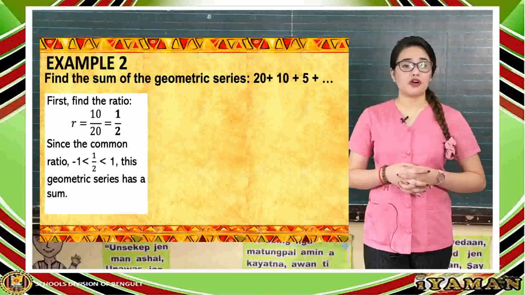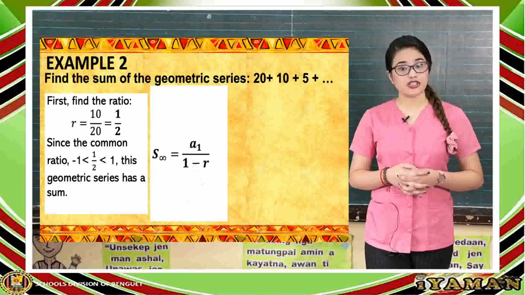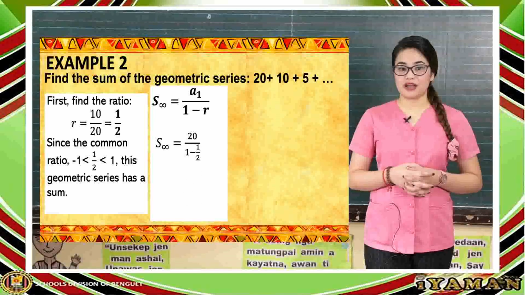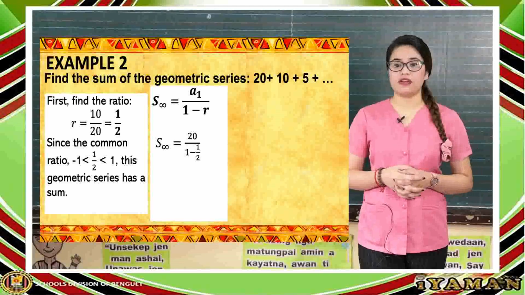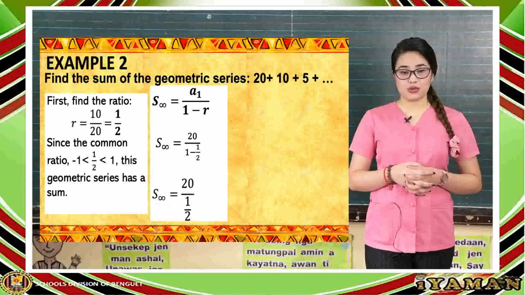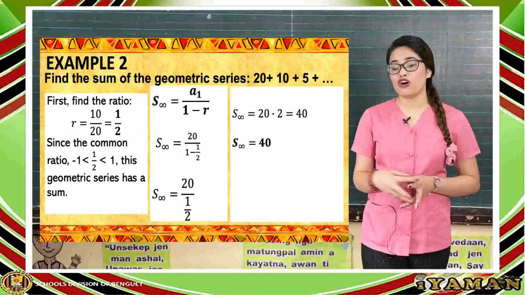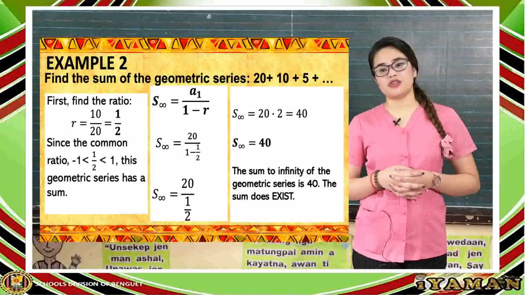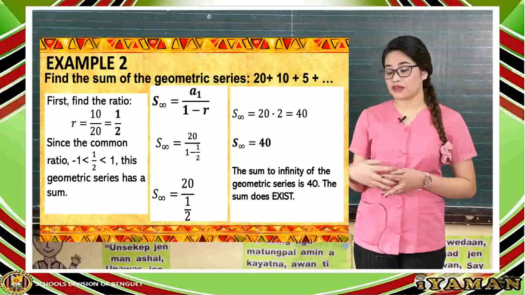Now, we can use the formula to determine the sum. Substitute the given, the first term, and the common ratio. We have now 20 divided by the difference of 1 and 1/2, which is 1/2. Get the reciprocal of 1/2, that is 2, then multiply it by 20, that gives us now 40. Therefore, the sum to infinity of the geometric series is 40. And we can say that the sum does exist.